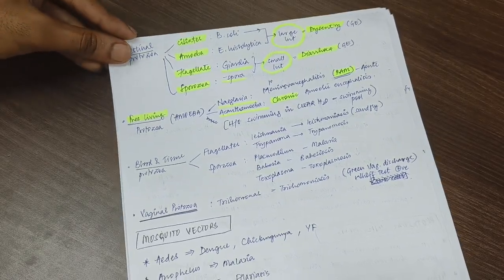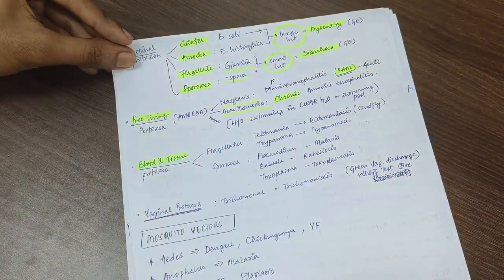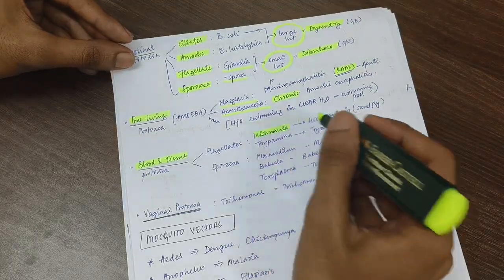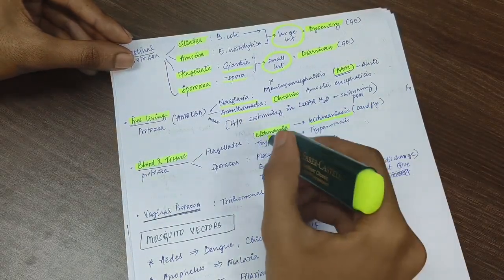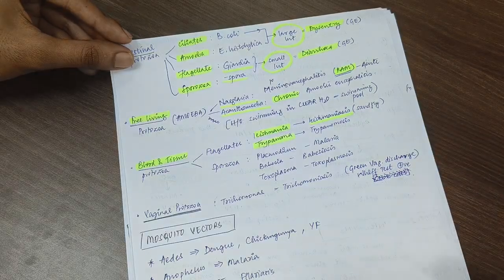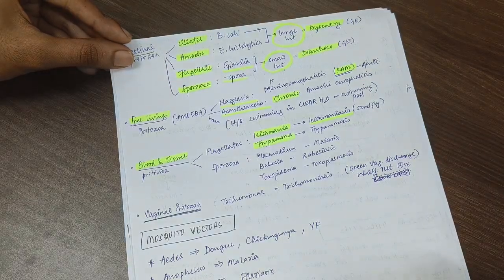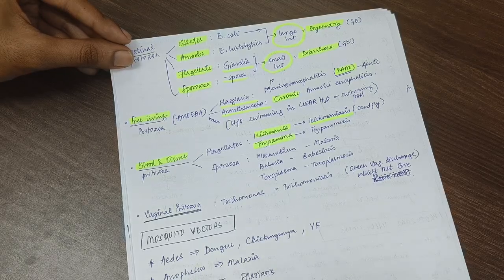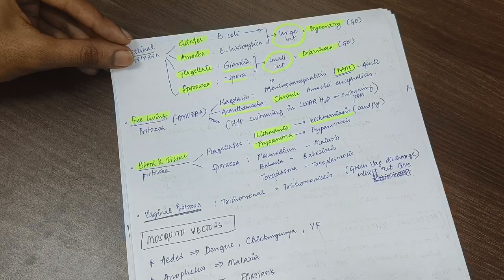Then blood and tissue protozoa. For the blood and tissue protozoa, again you have two, flagellates and sporozoa. In the flagellates, Leishmania will cause leishmaniasis, whereas Trypanosoma will cause trypanosomiasis. For trypanosomiasis there are two types, Trypanosoma cruzi and Trypanosoma brucei. I am going to explain brucei and cruzi in parasitology, so don't concentrate more here.